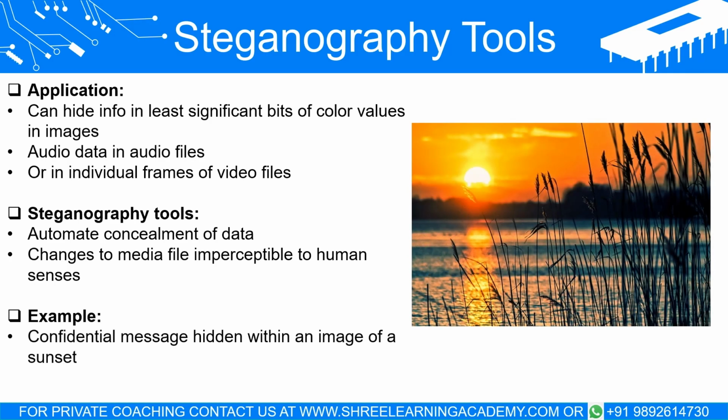Let's consider an example. Suppose Alice wants to send a confidential message to Bob without anyone knowing. She can write the message, use a steganography tool to hide it within an image of a sunset, and then send the image to Bob. To anyone else, it's just a picture of a beautiful sunset. But Bob, using the same steganography tool, can extract the hidden message from the image. In this way, they can communicate secretly without arousing suspicion.